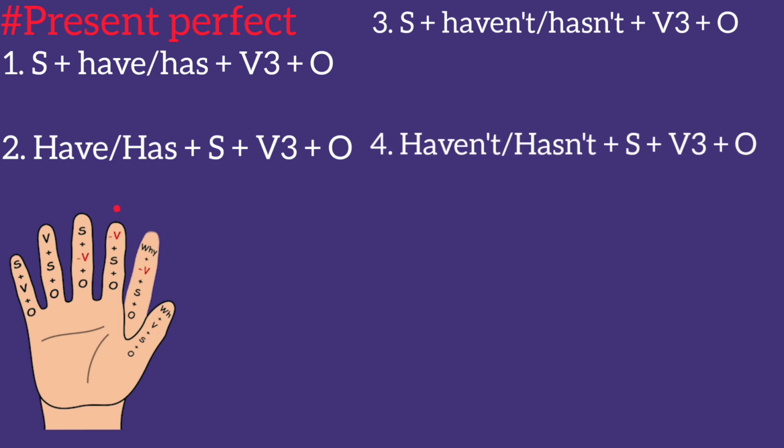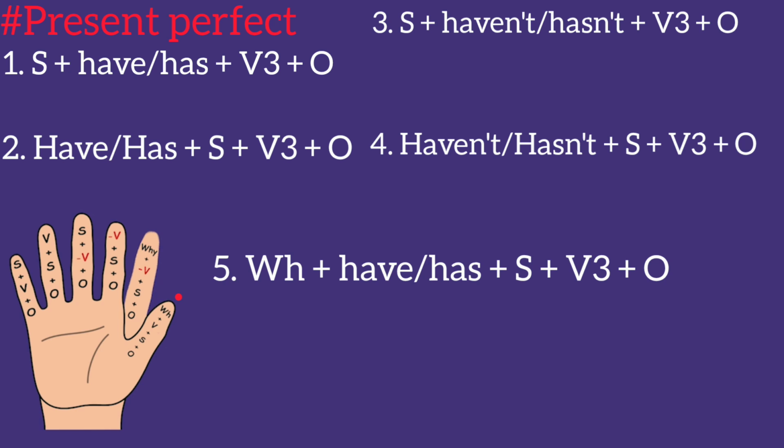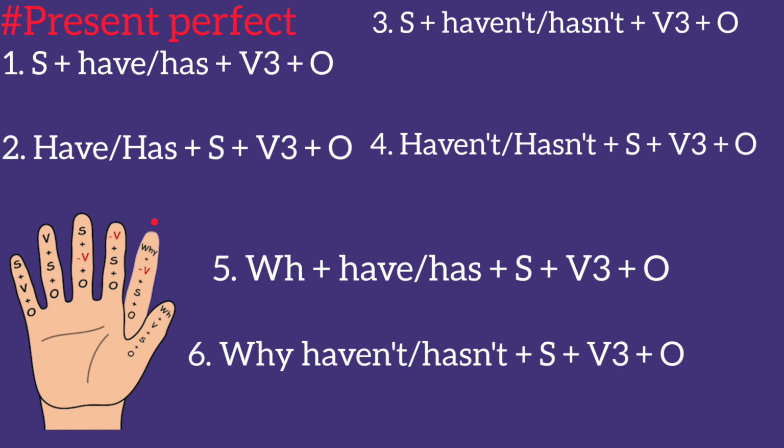Haven't or hasn't plus subject plus V3 plus object. WH question plus have or has plus subject plus V3 plus object. Why haven't or why hasn't plus subject plus V3 plus object. Let us look into the examples.